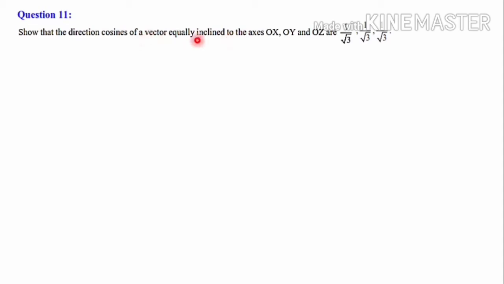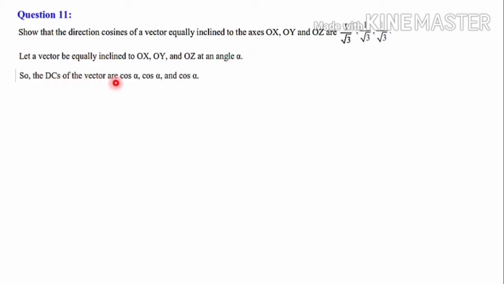A vector which is equally inclined to the axes OX, OY and OZ means the angles which the particular vector makes with the X, Y and Z axes are the same. Then we have to show that the direction cosines are 1 by root 3, 1 by root 3 and 1 by root 3. Let a vector be equally inclined to OX, OY and OZ at an angle alpha. As I said, equally inclined means the angles which that vector makes with the X, Y and Z axes are the same. Here we are taking it as alpha.